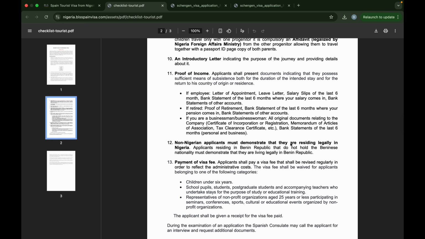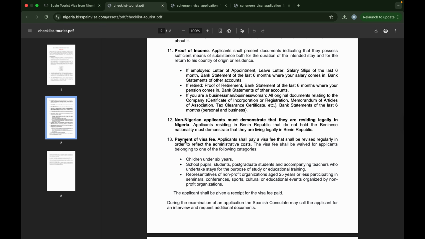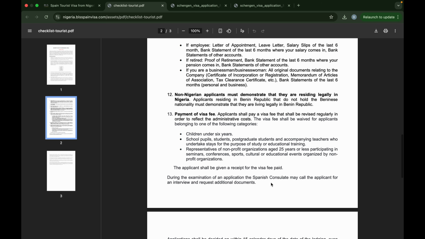Non-Nigerian applicants must demonstrate that they are residing legally in Nigeria. Applicants residing in Benin Republic that do not hold the Beninese nationality must demonstrate that they are living legally in Benin Republic. So, payment of visa fee. All payments are done in cash and they are done at the BLS center. So prepare to withdraw cash in advance to take there, or you can get there and then do the withdrawal at the ATM that is made available.